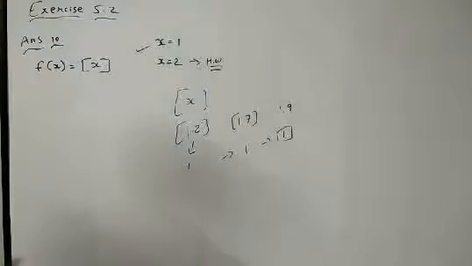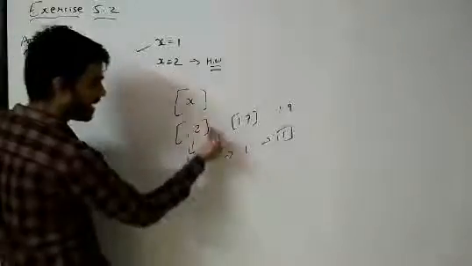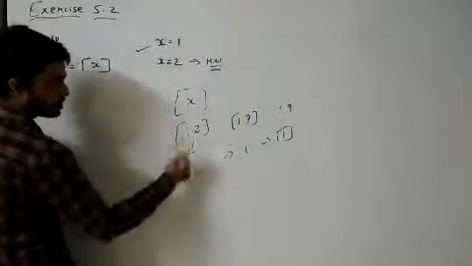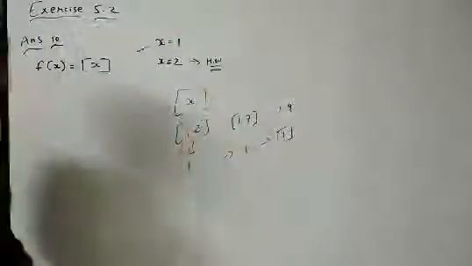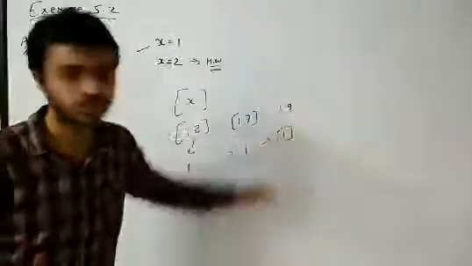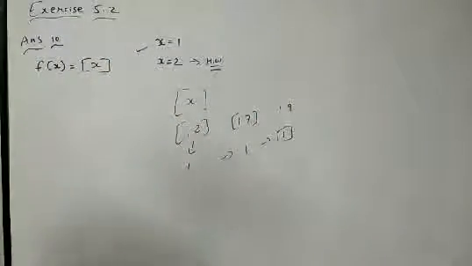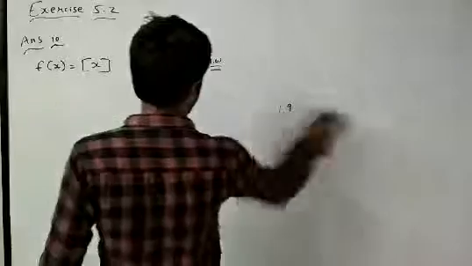Therefore, for the greatest integer function, if it is 1.2 then it takes the lower part only, so 1; 1.7 then also 1; 1.9 then also 1. If 2.2 then 2, 2.7 then 2, 2.9 then also 2; in between it is the same thing. So you have to remember this and keep it in mind, as I have told you earlier also.